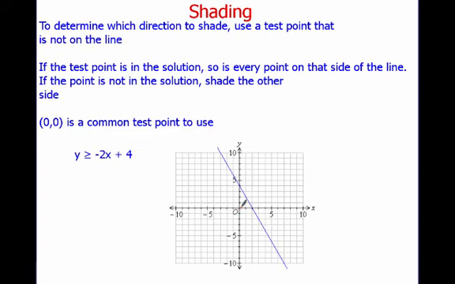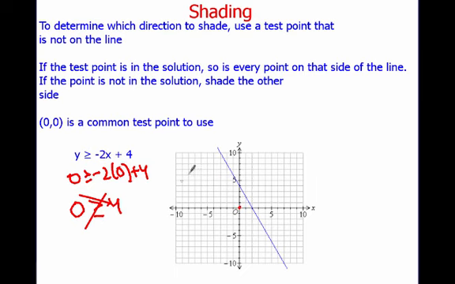So I'm going to start with 0, 0. So my test point 0, 0 here. What I'm going to do is plug 0, 0 in for x and y. So y is going to be 0 greater than or equal to negative 2 times 0 plus 4. Well, negative 2 times 0, that's just 0. So I get the inequality 0 is greater than or equal to 4. Well, this is not true. So I know that 0, 0 is not in the solution.